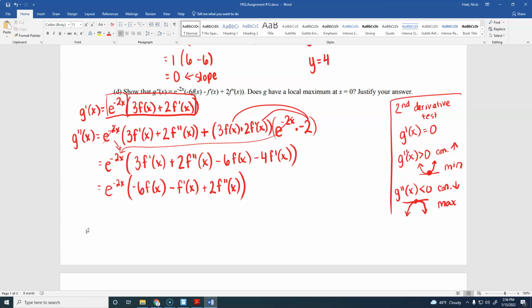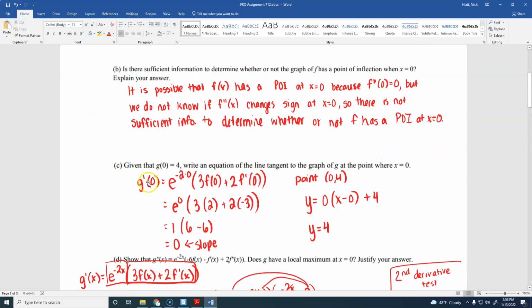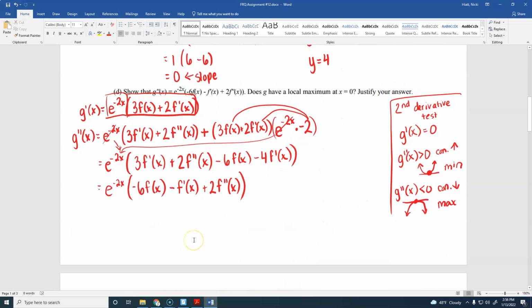So we've got our second derivative. Even if you didn't know how to get the second derivative, they gave it to you. So now we want to know, is that second derivative positive, negative, or 0? Actually, we really do need to know that first derivative is 0 first. But we already know that because right here we found g prime of 0 and it ended up being 0. So we already know that g prime of 0 equals 0.